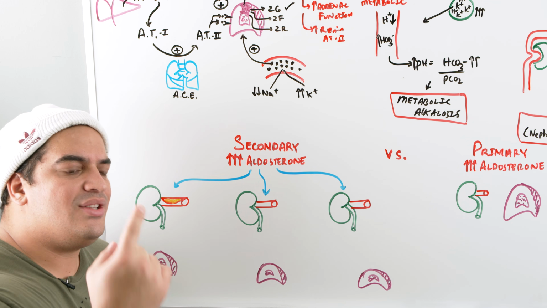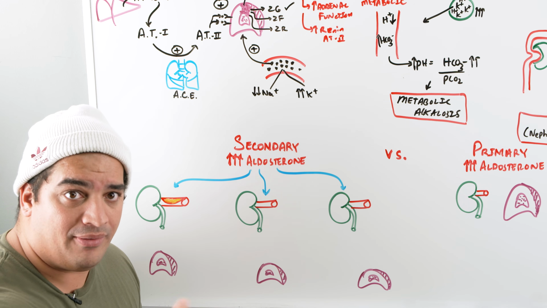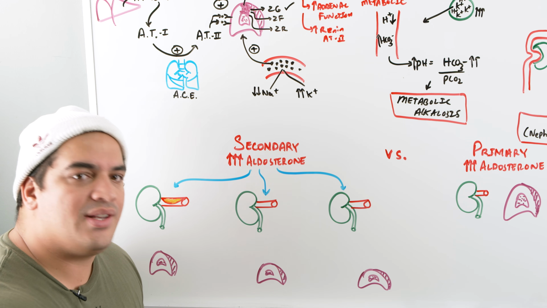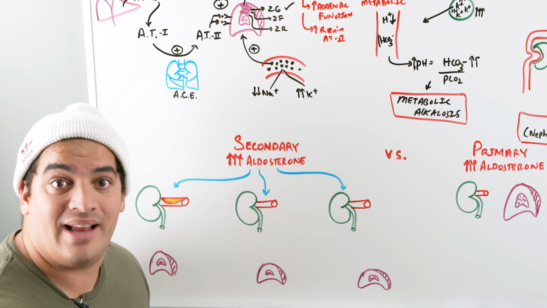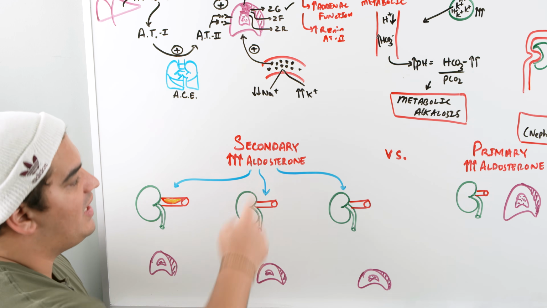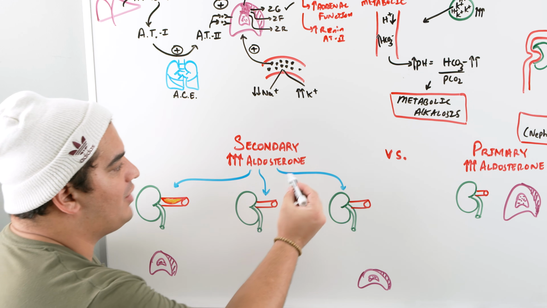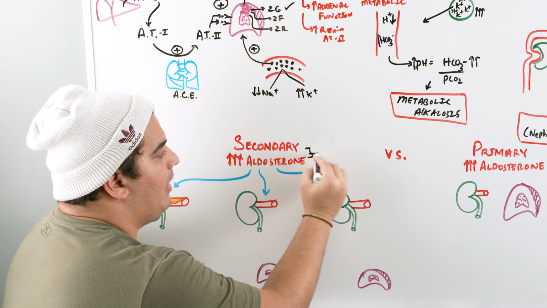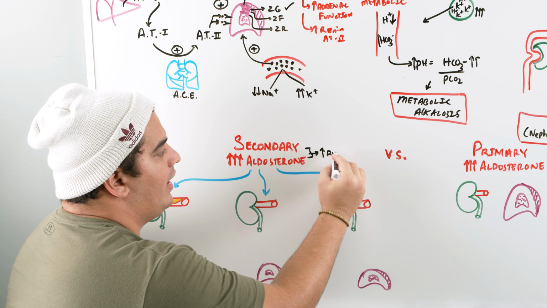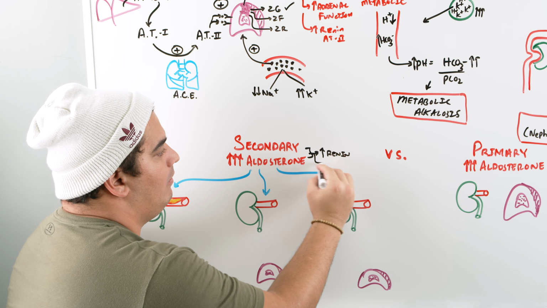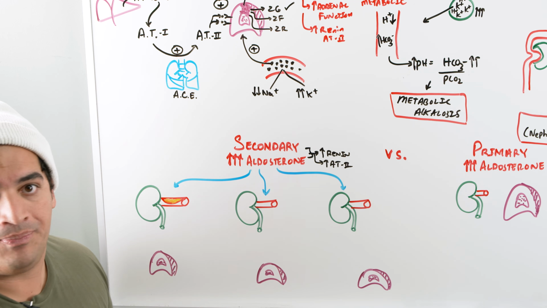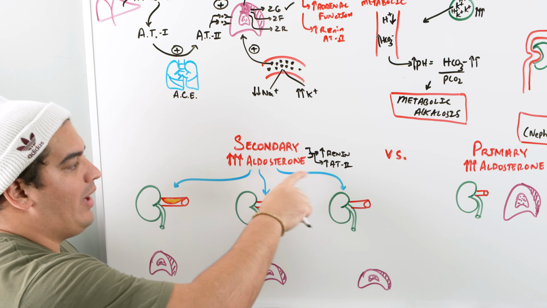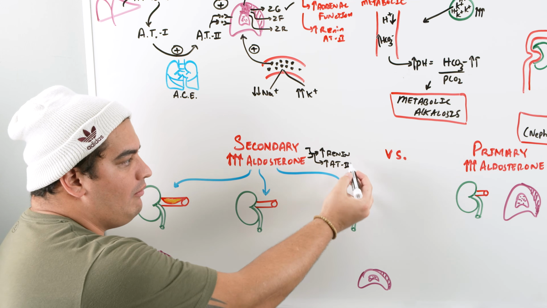So, is it due to the adrenal cortex that's hyperfunctioning, or could it be due to maybe a problem with the renin-angiotensin-aldosterone system? So let's talk about the secondary one. Secondary hyperaldosteronism is really what I want you to think about as due to an increase in renin and an increase subsequently in angiotensin 2. That's the cause.